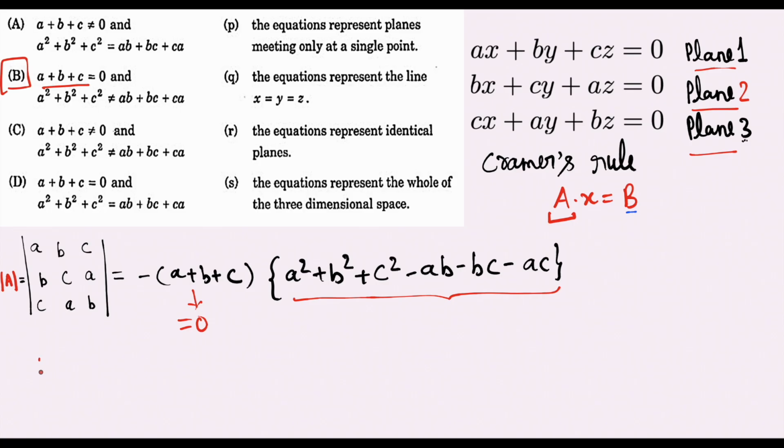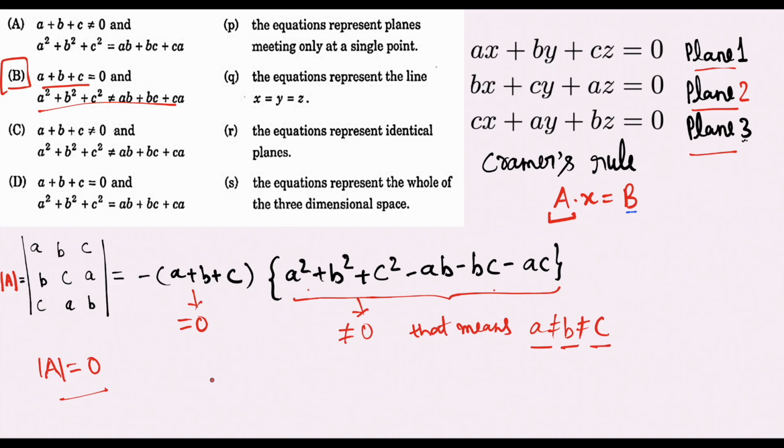So now moving to the next option, B, which has a plus b plus c equal to 0 as a condition. So obviously determinant A is going to be 0. Once again there will be infinitely many solutions or no solutions at all, and the second factor is, by the condition, not equal to 0. Also, if we rewrite it in another form, like a minus b whole square plus b minus c whole square plus c minus a whole square, from there we can conclude that a is not equal to b, not equal to c.